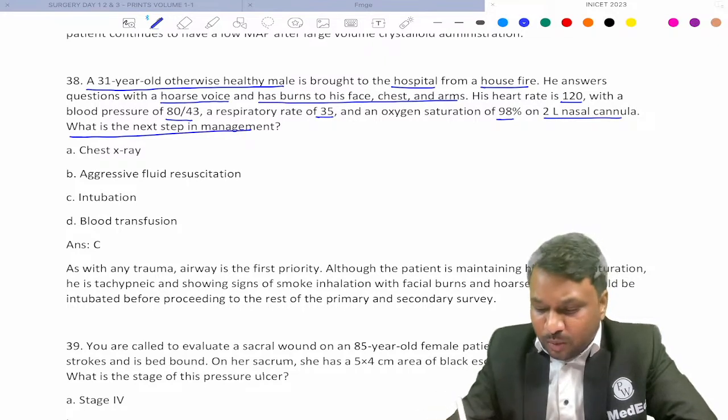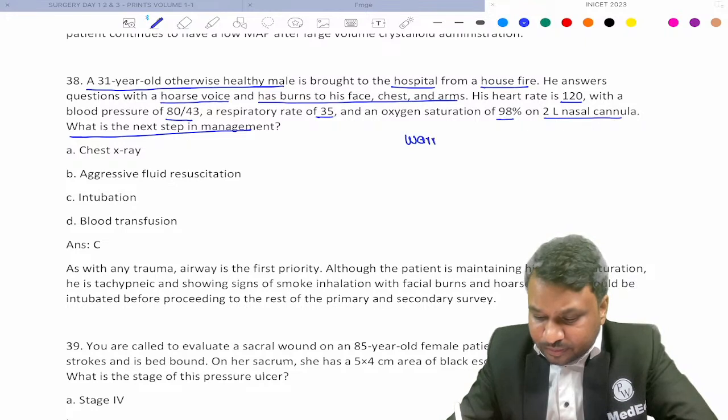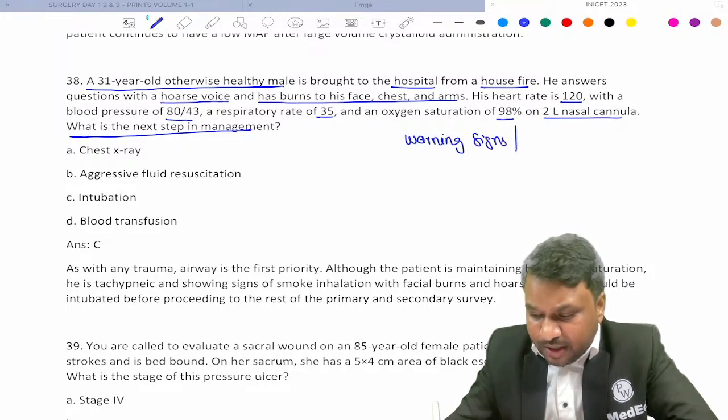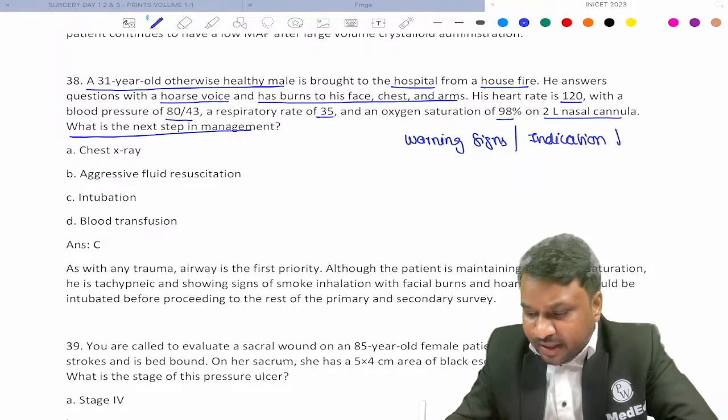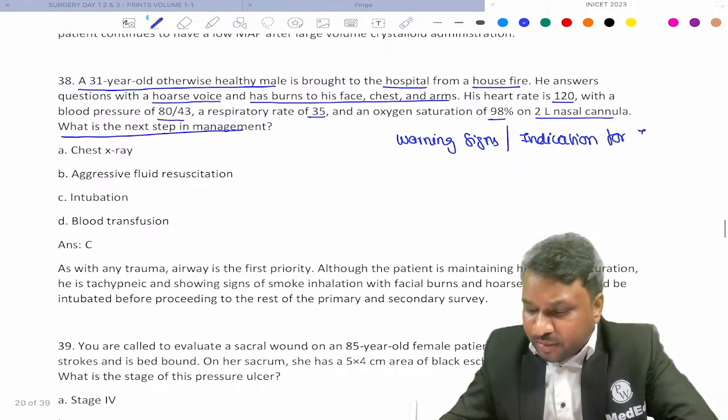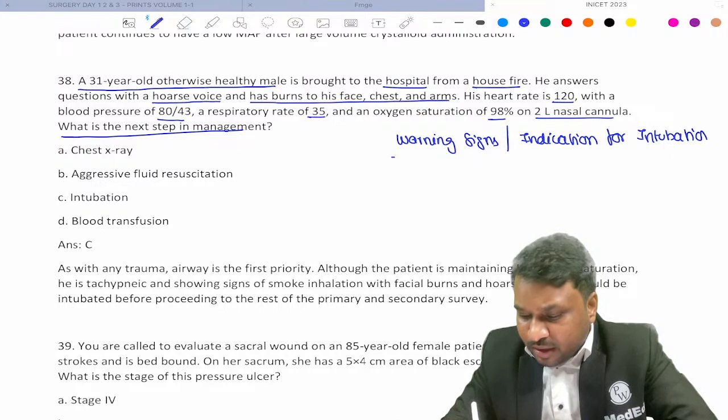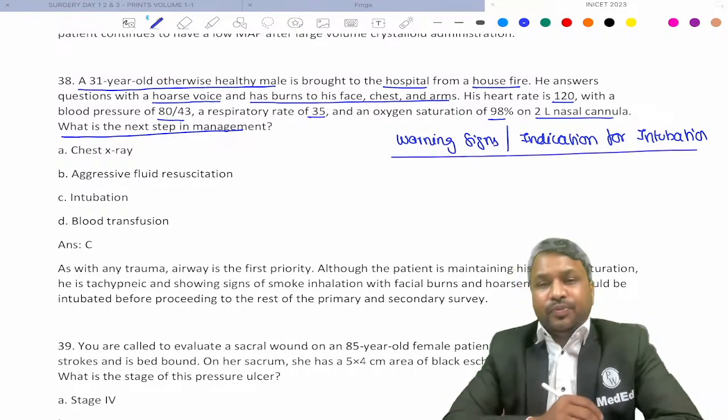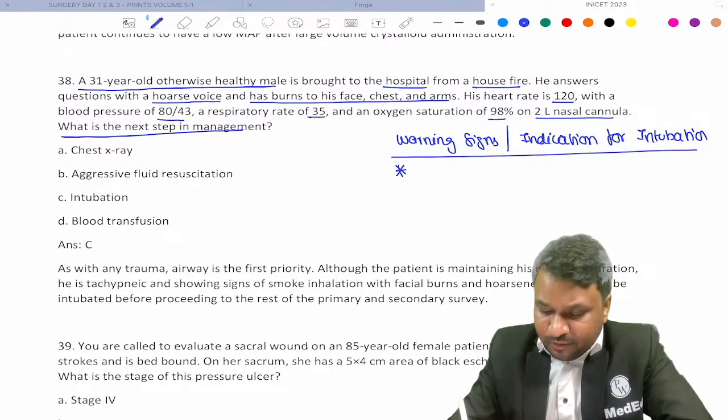Now remember, what are the danger signs or warning signs? We call them the warning signs, also called the indications for intubation in burns. Now, in the warning signs, number one is the voice change, that is hoarseness of voice.